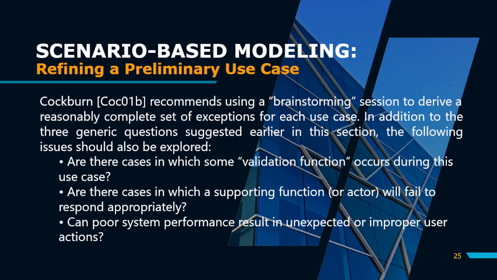Sometimes a validation function is necessary, so we need to use a validation function for that particular activity. Will any function fail at a particular point of time? What would it be? Can poor system performance result in unexpected or improper user actions? Yes, we need to ask these questions, according to Cockburn.